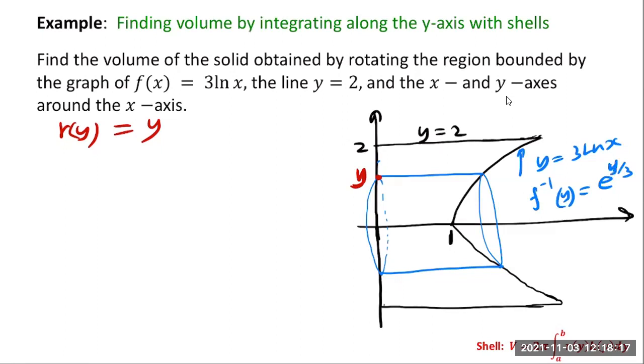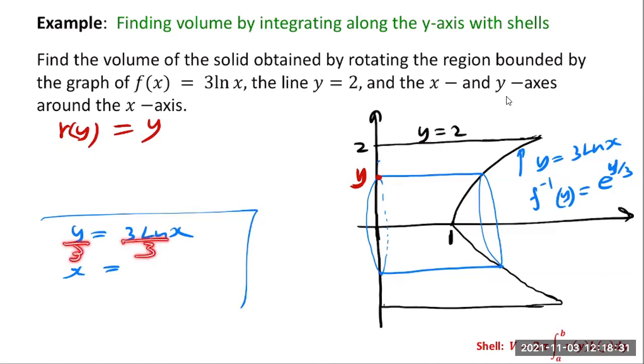If someone does not remember how to find the inverse, I will show the work here one more time. You have the function y is equal to 3 ln x. I'm going to isolate my x. Of course, you need to divide both sides by 3 first. Then you have y over 3 on this side, and on this side you have just ln x. You get e to the power y over 3. So now that means your f inverse of y is e to the power y over 3. That's how I found it.